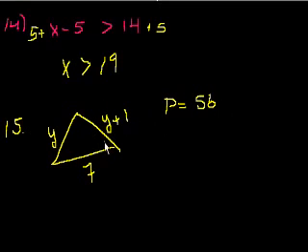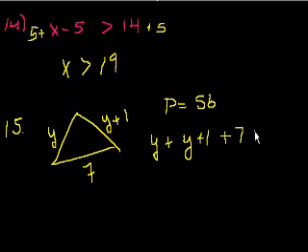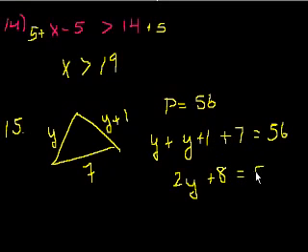So the perimeter of any shape is just the sum of the sides, right? So y plus 1 plus 7, right? That's the distance around the triangle. And that is equal to the perimeter, which is equal to 56. So let's see, we get y plus y is 2y, plus 1 plus 7 is 8, is equal to 56.